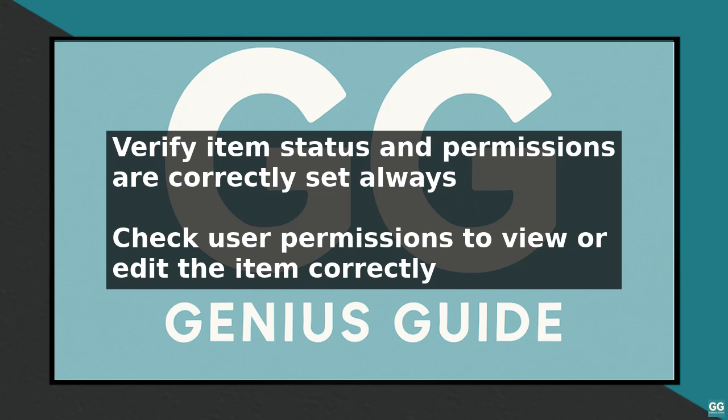If the issue persists, check for any automation or integration errors. Review the automation recipes and integrations connected to the item to ensure they are correctly configured and not causing any conflicts. Another common issue is data inconsistencies. Check for any duplicate or outdated information and ensure that all data is up to date and accurate.